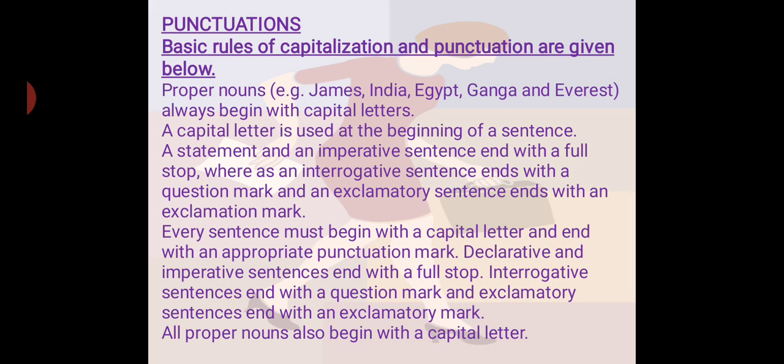Proper noun. Children, in the session on nouns, we have discussed what proper nouns are. Proper nouns are names. You know it very well. So, examples of proper nouns are James, India, Egypt, Ganga and Everest. Listen very carefully. Proper nouns are names of a country, a person, a place, a river, or a mountain, anything. Any name can be a proper noun. James, India, Egypt, Ganga and Everest always begin with capital letters.